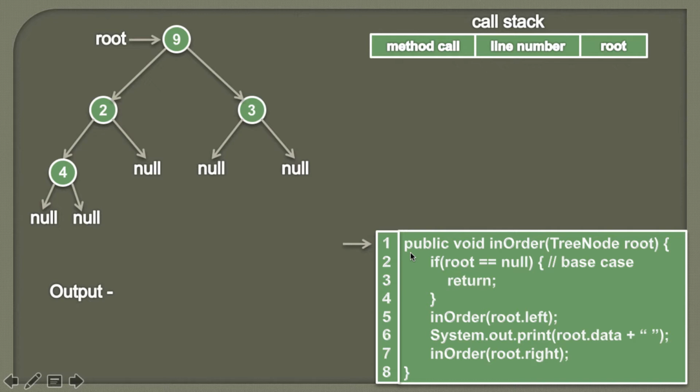Now when we call the in-order method and we pass the root, currently you see root is pointing to the node 9. So we know that this method will be part of our call stack. It would look something like this, that now this method will be part of our call stack and this method will be executed with the root as 9, because currently root is pointing to 9.